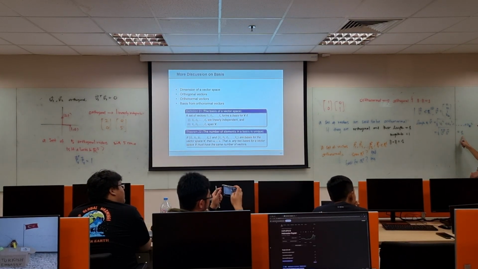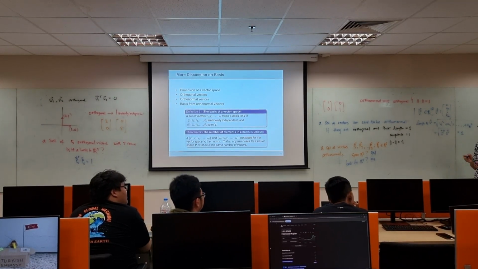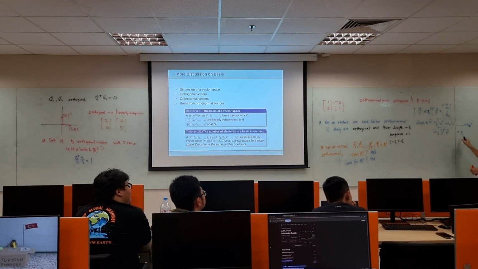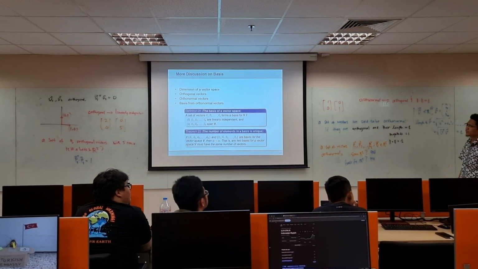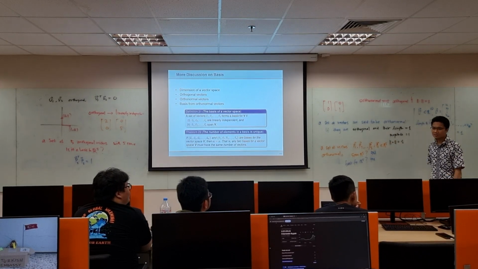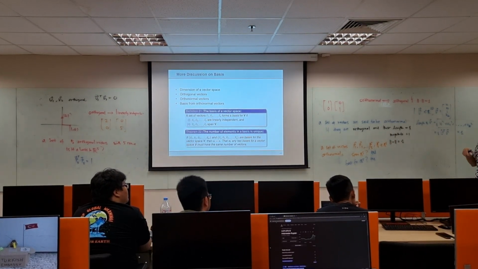Orthonormal, the result is 1. No, orthogonal we don't know, but orthonormal is guaranteed to be 1. Unit magnitude is 1, always 1. If it is not 1, it is not orthonormal, of course.